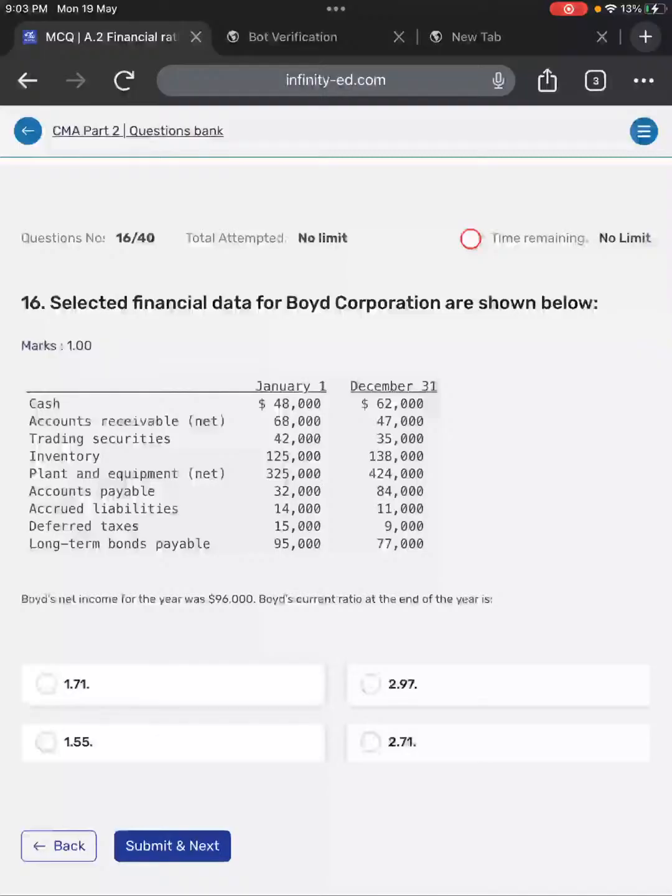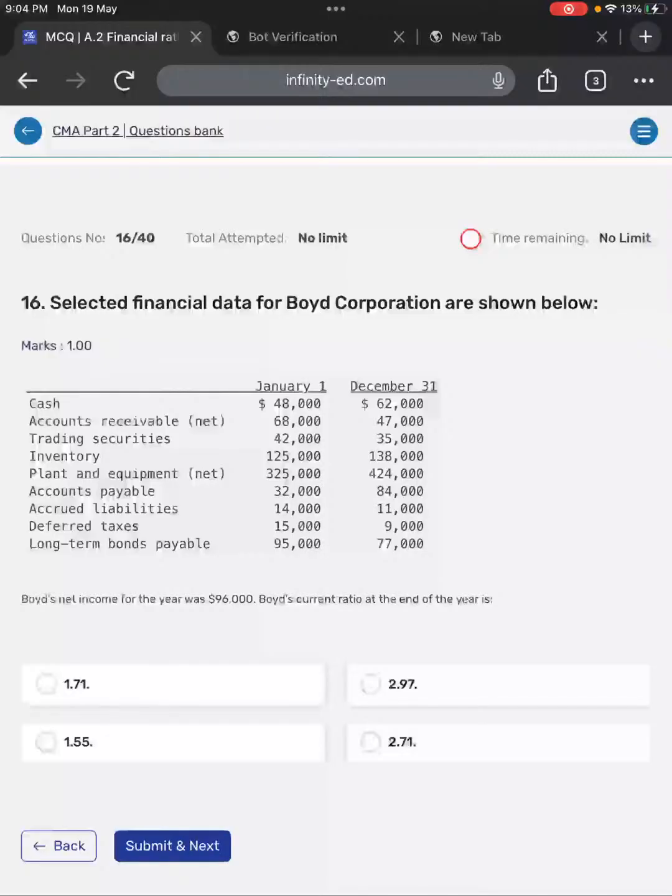Okay, current ratio at the end of the year will be the cash given 62,000 plus account receivable given 47,000, and trading securities given 25,000, and inventory given 138,000. Plant and equipment not current asset, and total will be 282,000 the current asset total, and current liability will be 84,000.